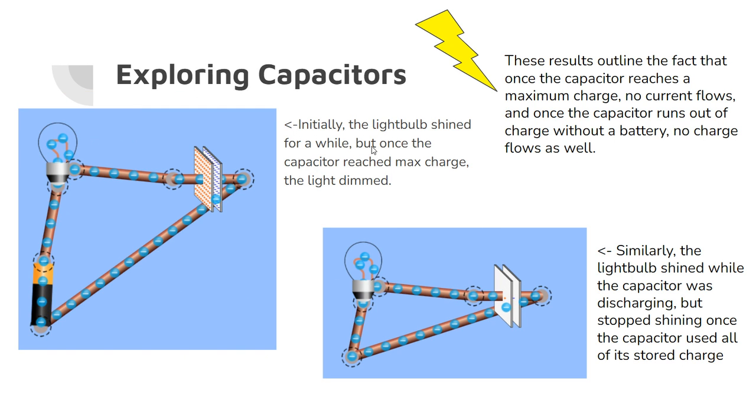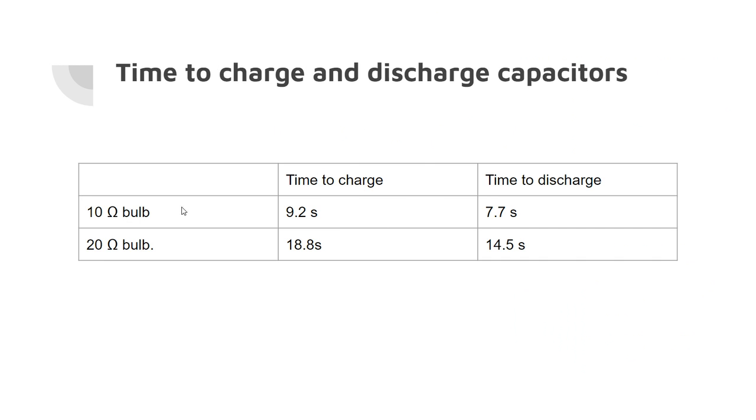So now we're going to explore capacitors. We can notice that when the capacitor is charging, the light bulb shines, and when the capacitor reaches a maximum charge, the light bulb goes out. As the capacitor discharges, it shines the light bulb for a bit, but once it goes without charge, no current flows. That's because when it's at max charge, it basically blocks the current, and when it has no charge, there is no current flowing through the system. We can see that a higher ohm bulb takes more time to charge or discharge.